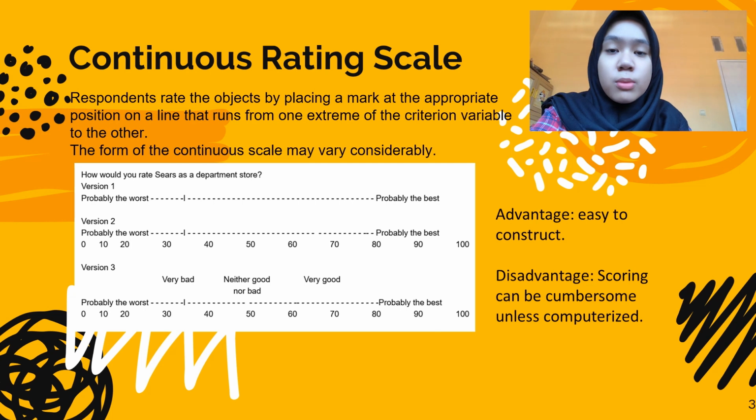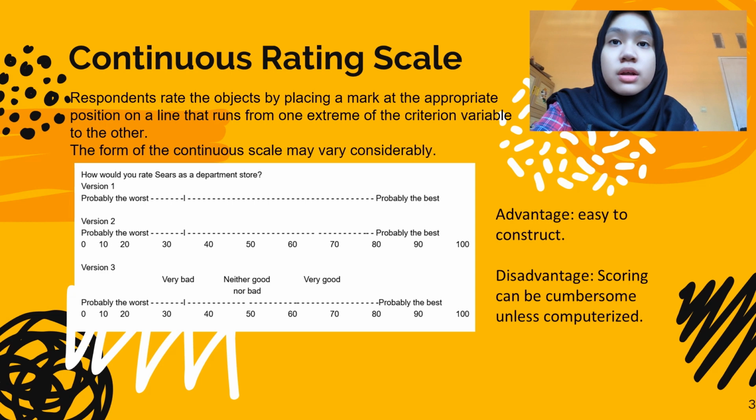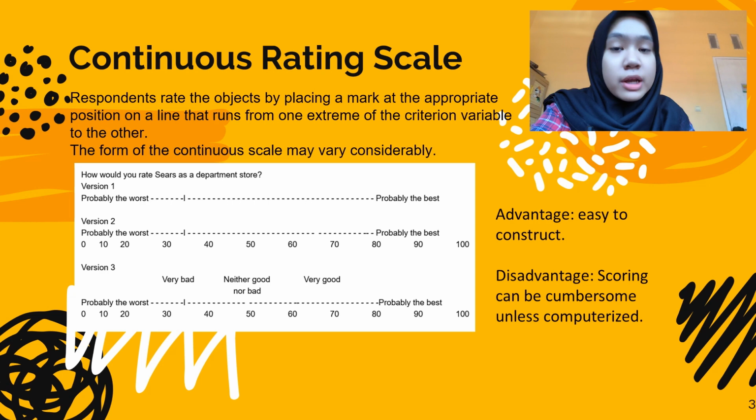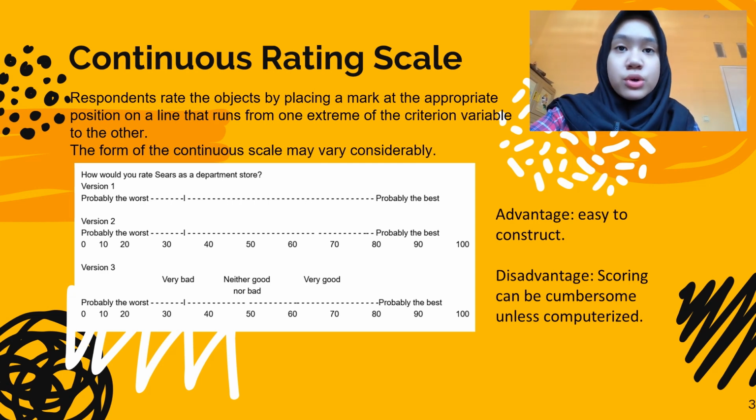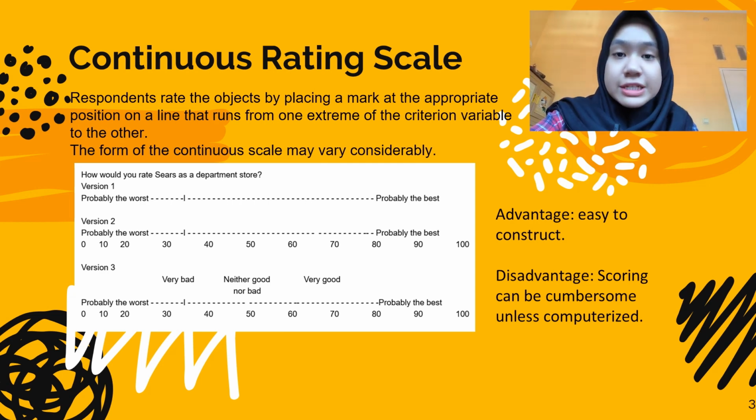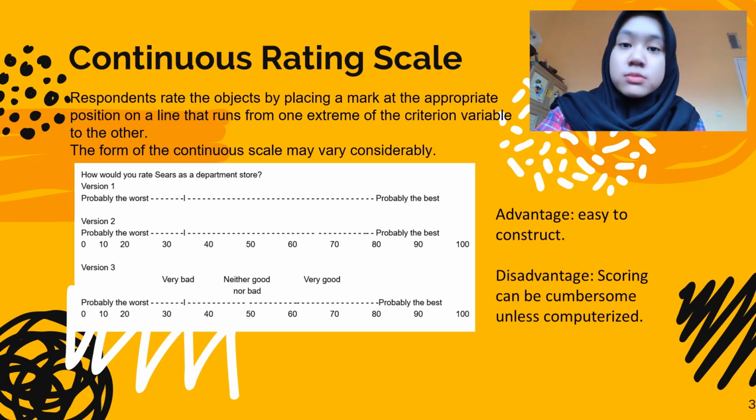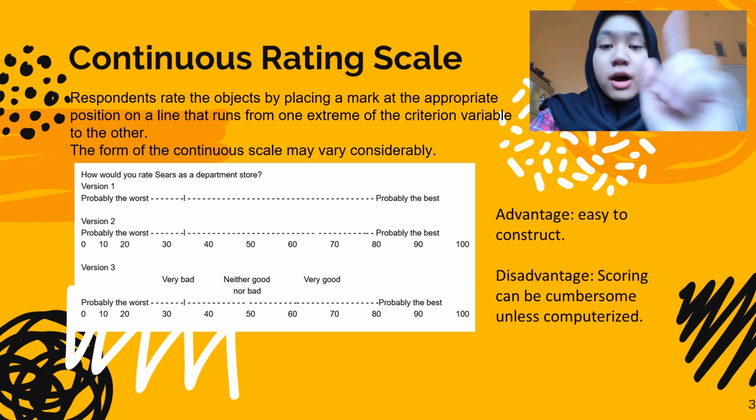The form of the continuous scale may vary considerably. For example, the line may be vertical or horizontal, scale points in the form of numbers or brief descriptions may be provided, and if provided, the scale points may be few or many. Three versions of the continuous rating scale are illustrated. The advantage of continuous scales is that they are easy to construct. However, scoring can be cumbersome and unreliable unless it is computerized.